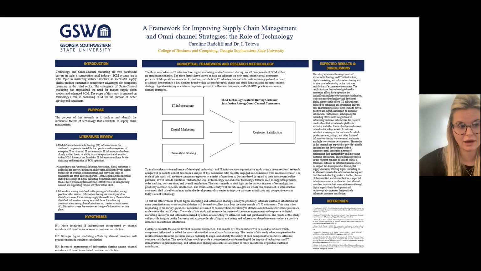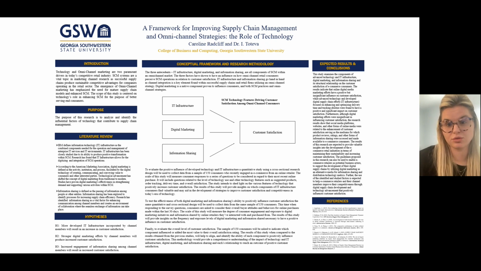From here, my hypotheses to test my theory are that more developed IT infrastructure that is incorporated among supply chain members will result in an increase in customer satisfaction. The second hypothesis is that stronger digital marketing efforts by channel members will produce increased customer satisfaction. And the third is that increased engagement of information sharing among channel members will result in, again, increased customer satisfaction.